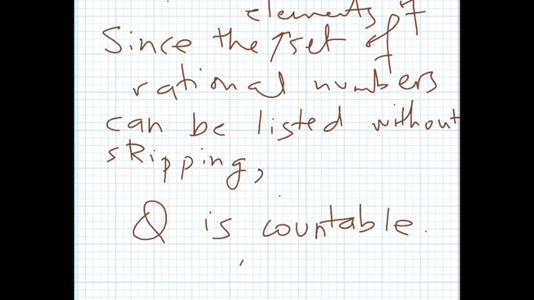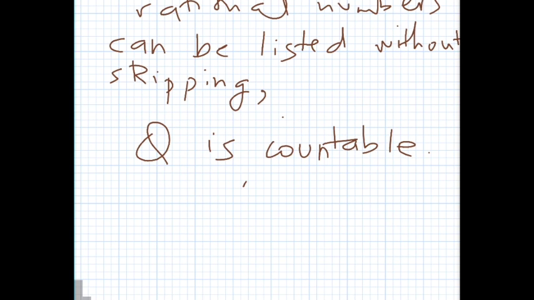And there is another proof in which we can prove that the set of real numbers is actually not countable, but that is a different kind of proof. Okay, so this is it for the countability and the set of rational numbers.